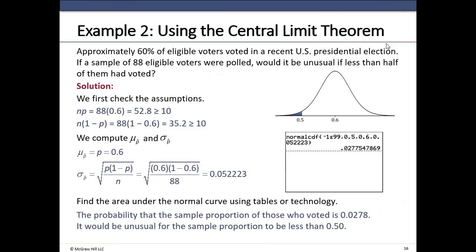And the answer is 0.0278. Notice this probability is less than 0.05, and therefore it is unusual for less than 50% to vote. Okay.